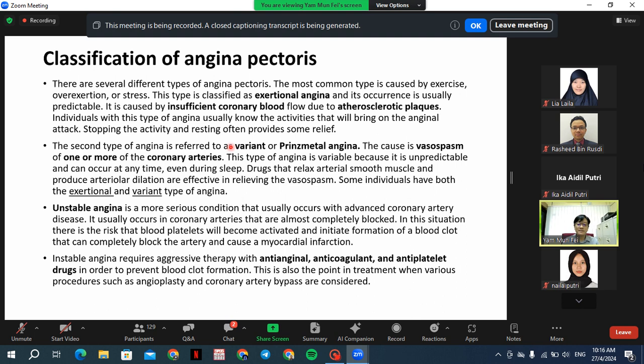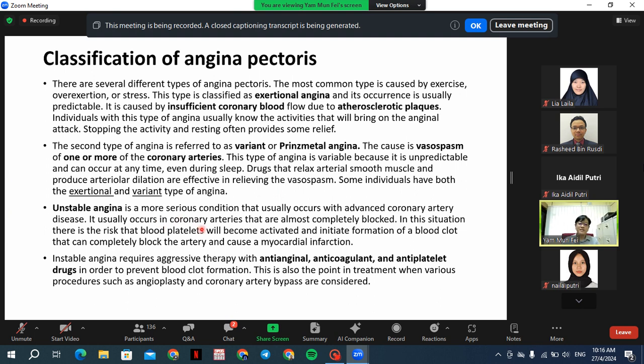What is the meaning of stable? Stable means that you're able to predict. For example, exertional angina only happens when there is insufficient coronary artery flow due to heavy activity or stress. For example, some people have chest pain after they exercise. So they know the condition will cause chest pain. This type of angina we classify as exertional angina.